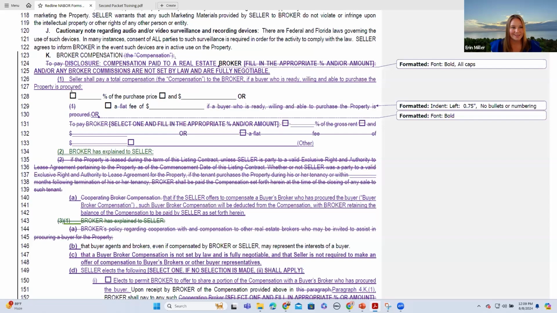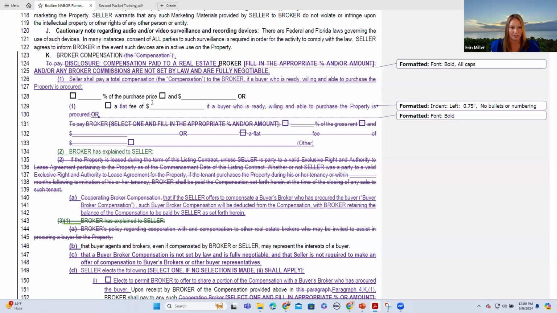So with me on line 126, the seller shall pay a total compensation, which we've defined as capital C Compensation, to the broker if a buyer who is ready, willing, and able to purchase a property is procured. And then you've got options to check a box as to the type of compensation that the seller will offer to the listing broker. On line 128, you see a percentage of the purchase price and a blank dollar amount. So perhaps if you've got a transaction broker fee, that dollar amount could go there.